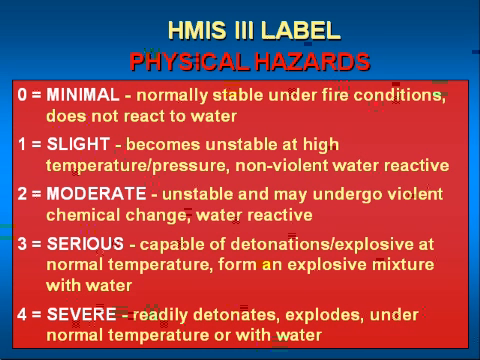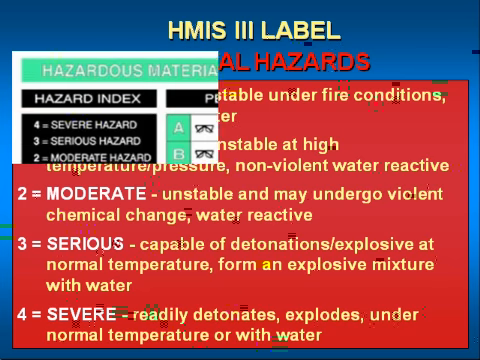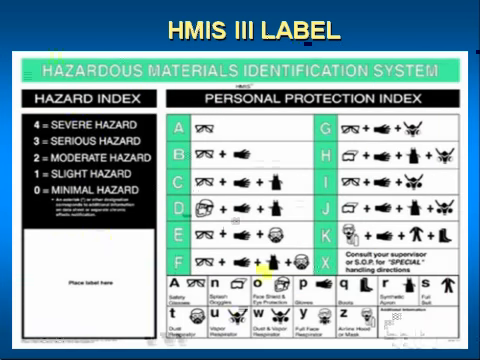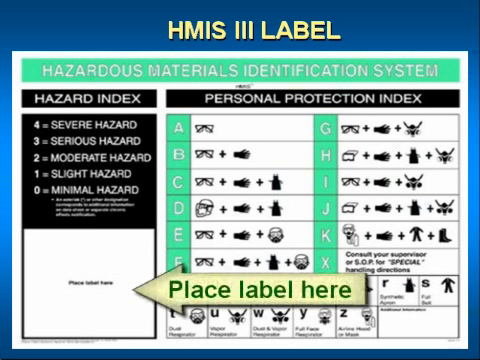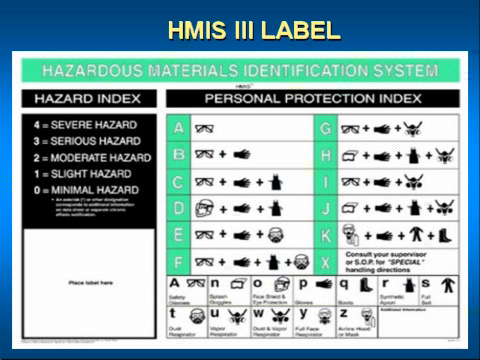What we see here is an explanatory label that's used on larger packages, boxes, or drums. In the bottom left-hand corner, as you can see, this is where the HMIS label itself is introduced. The explanatory label itself simply explains what the numbering systems in the very bottom white box mean on the HMIS label.